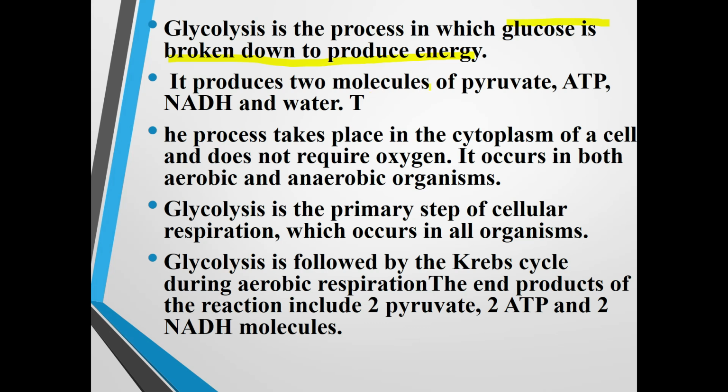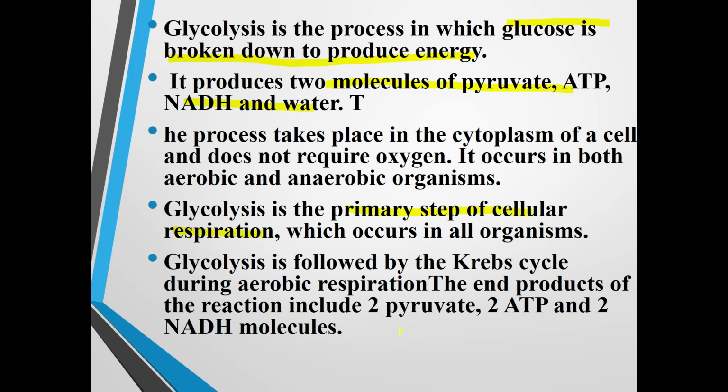So it produces two molecules of pyruvate, ATP, NADH and water. This process takes place in the cytoplasm of a cell and does not require oxygen, so it occurs in both aerobic and anaerobic organisms. And it is a primary step of cellular respiration which occurs in all organisms.